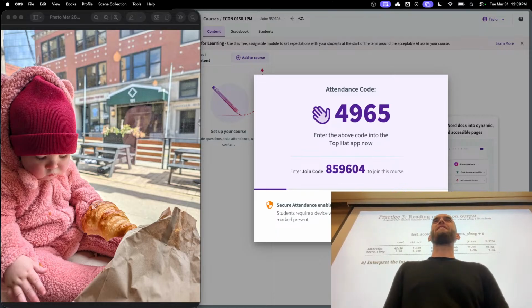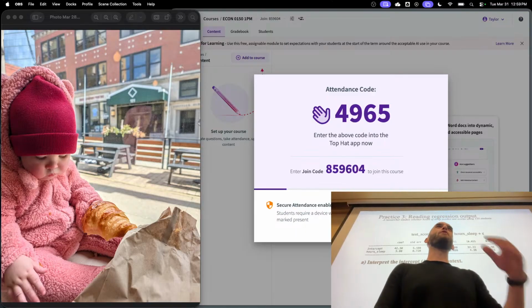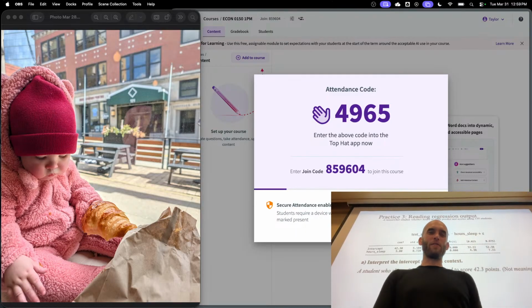Someone want to interpret the intercept? Yeah, Claire. Okay, so if you don't sleep at all, you get a 42. This is not going to happen very often. This is almost certainly outside of our sample. We don't really see any data here. But this is how we would interpret it.